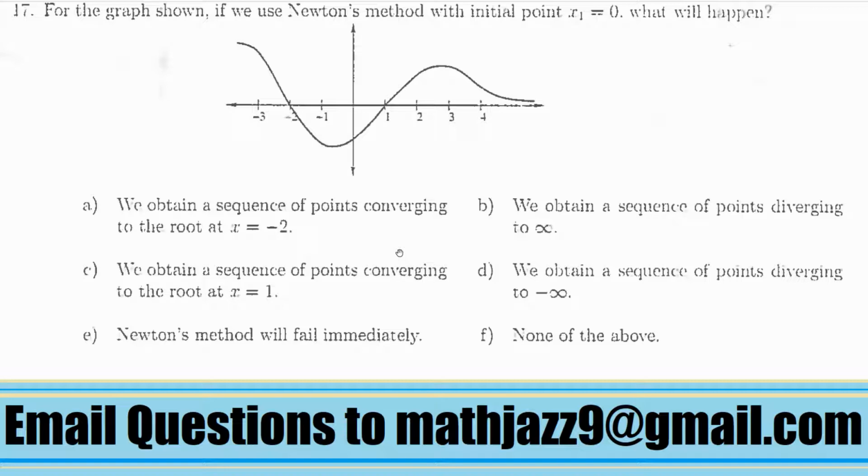Okay, so here is a Newton's method question. For the graph shown, if we use Newton's method with initial point x1 equals 0, what will happen? Well, with this problem, if our initial point is here, then our tangent line looks like it overshoots the root and goes somewhere over here, at which point we repeat the process, find the tangent line here, and it looks like it converges pretty quickly to 1. So the Newton's method process looks something like this.